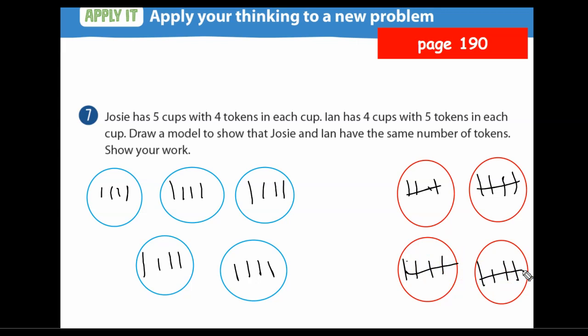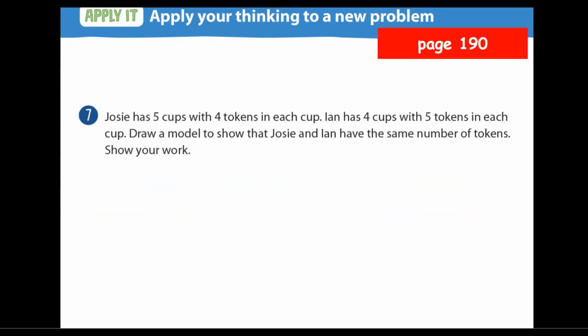Okay, so for Josie, it's 5 times 4. And for Ian, it's 4 times 5. How would I know that they actually have the same amount? JL? Okay, so the factors are the same, right? They're just in a different order. And I know that 5 times 4 is 20, and 4 times 5 is also 20. So they'll have the same. All right?